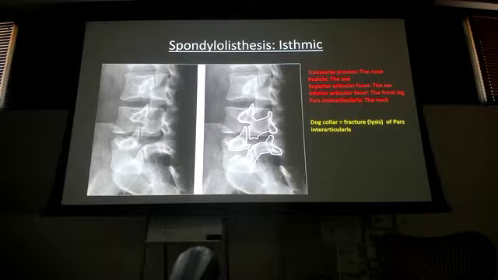So spondylolysis can be present on the left side, right? Not present on the right side, and you have no slippage. Does that concept make sense? But if you have spondylolysis on both sides, then you have an unstable vertebral column, and therefore you have forward slippage.